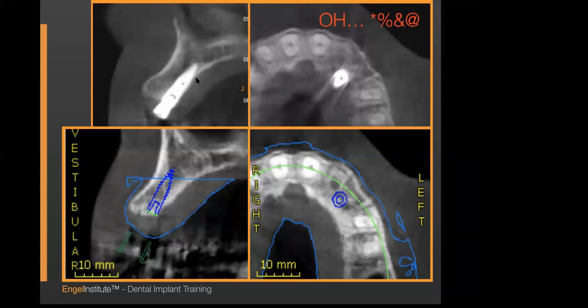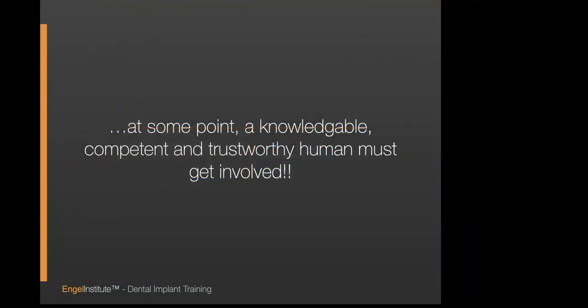So the scan was good. The impression was good. The guide fit good. What is it? Well, at some point, a knowledgeable, competent, and trustworthy human must get involved. The error came in the merging. So at some point, you need scan A and scan B to be merged together impeccably, in order for you to have the confidence that your implant's going to go where you want it to go, regardless of how good the damn guide fits. Trust that. I'm telling you, I just showed you.